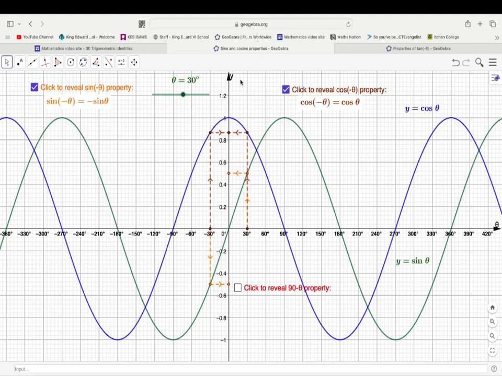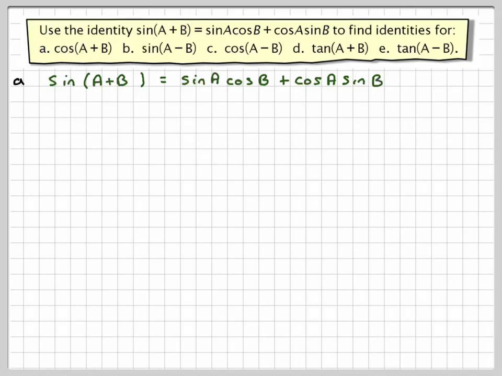This GeoGebra app I will put in the notes of the video so that you can refer to it. So, carrying on.